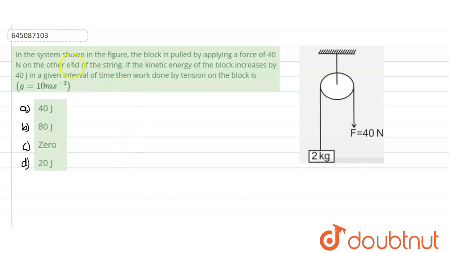Hello everyone, let us start with our question. In this question, it is given that in the system shown in the figure, the block is pulled by applying a force of 40 Newton on the other end of the string. Now, if the kinetic energy of the block increases by 40 joule in a given interval of time, then the work done by the tension on the block is equal to what?